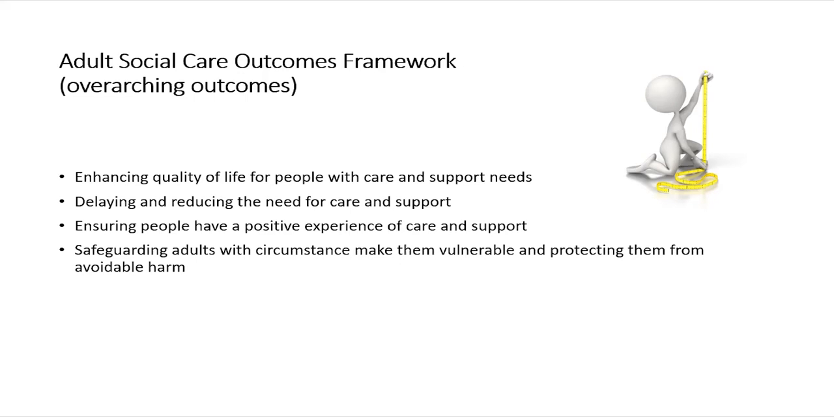Obviously, around adult social care outcomes, it's about the key aspects of enhancing quality of life for people with care and support needs, delaying and reducing the need for care and support, ensuring people have a positive experience of care and support, and safeguarding adults in circumstances that make them vulnerable and protecting them from avoidable harm. So for anything that the DFG does, and we saw that huge list, I think we can make some links from that big list in terms of the impact that we can have. Any outcomes and impacts that we can show the DFG is having on those factors are going to be useful for demonstrating the positive impact you're having on health and well-being.